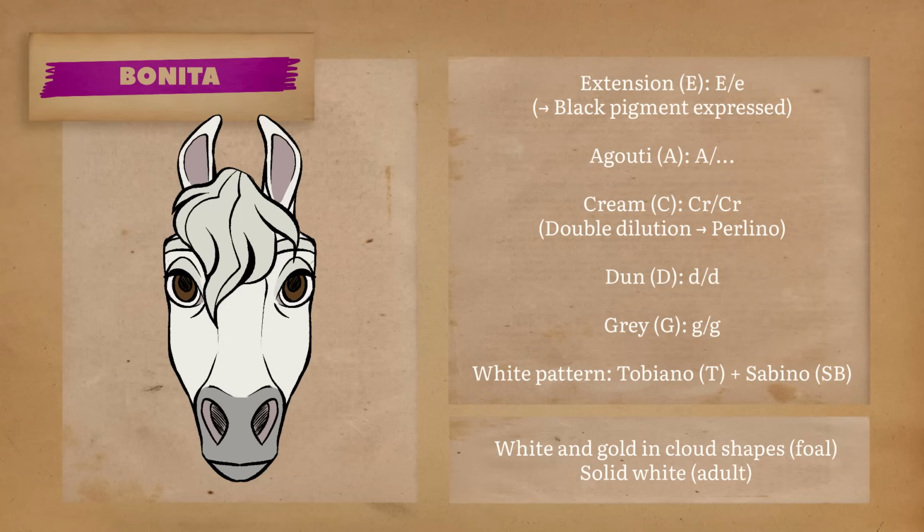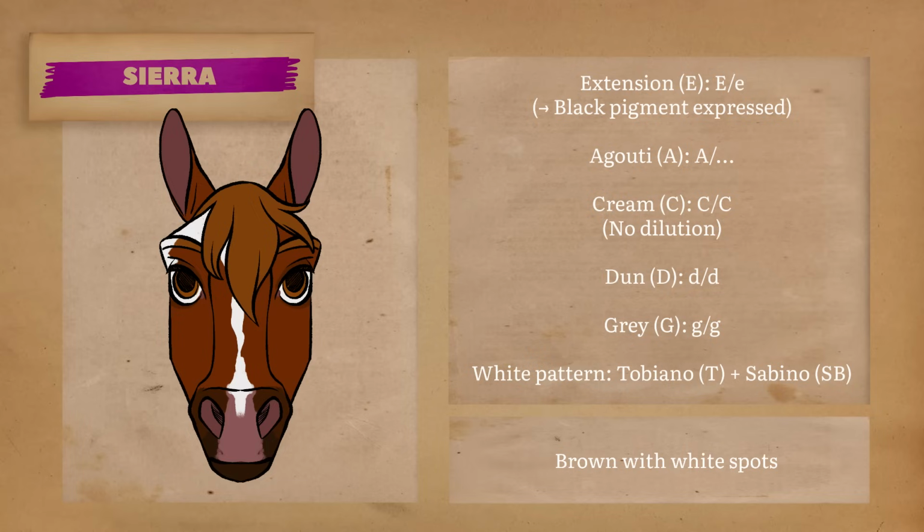So, if we then go back to Sierra, that fixes the extension gene problem. But when we have a look at the cream gene, we have another issue. Sierra is a brown horse. That means she cannot carry any cream dilution. She can get a regular C, so a non-dilute from Rafael, but we just mentioned that Bonita only carries a double dilute gene. So we have to go back to Bonita and try to fix it.